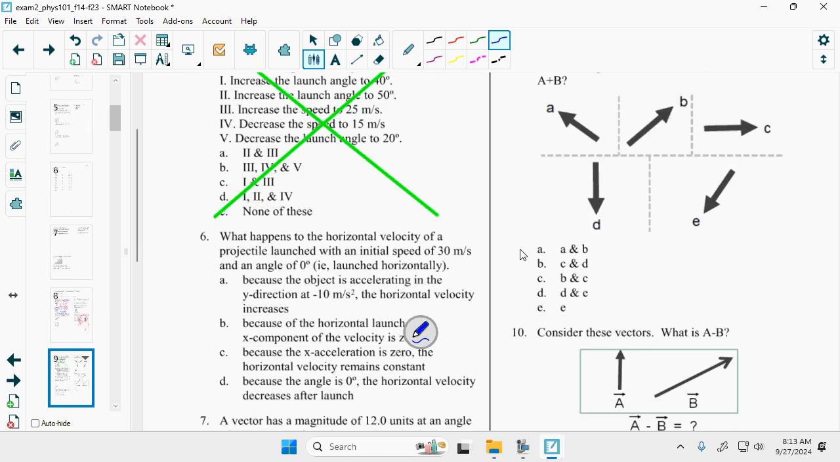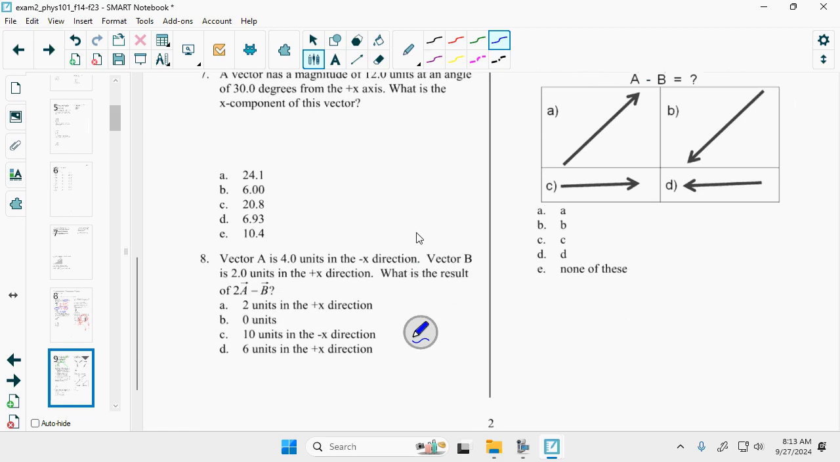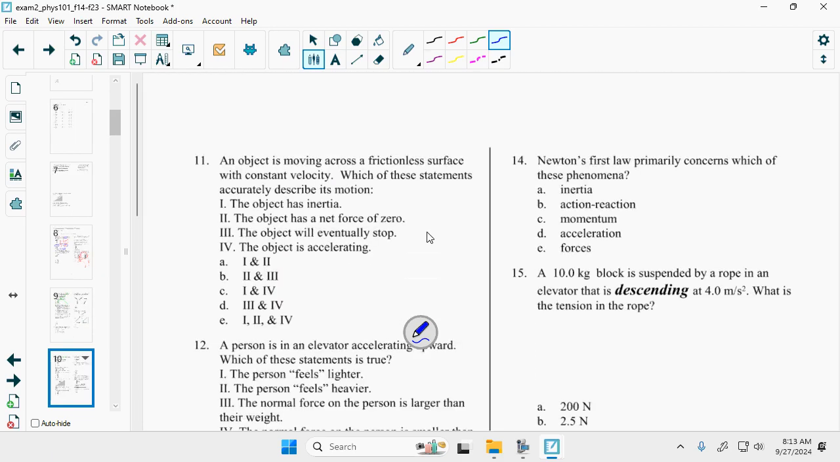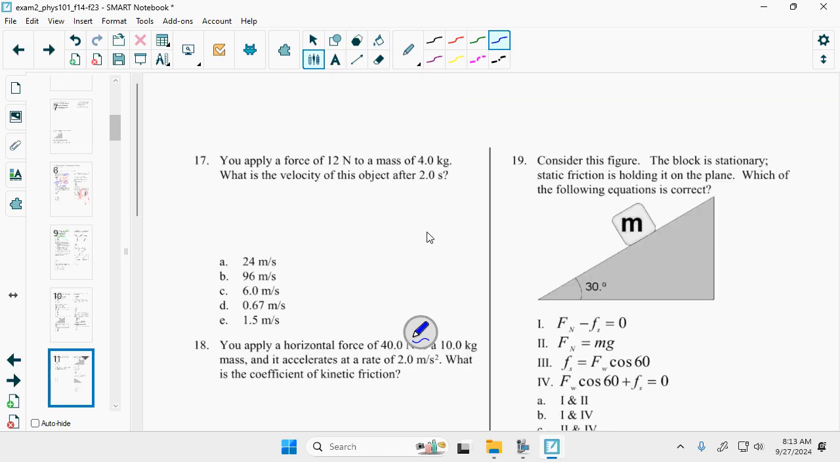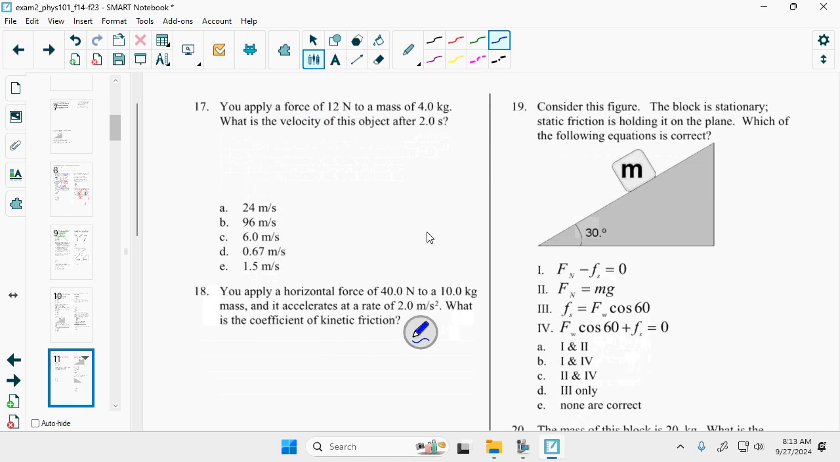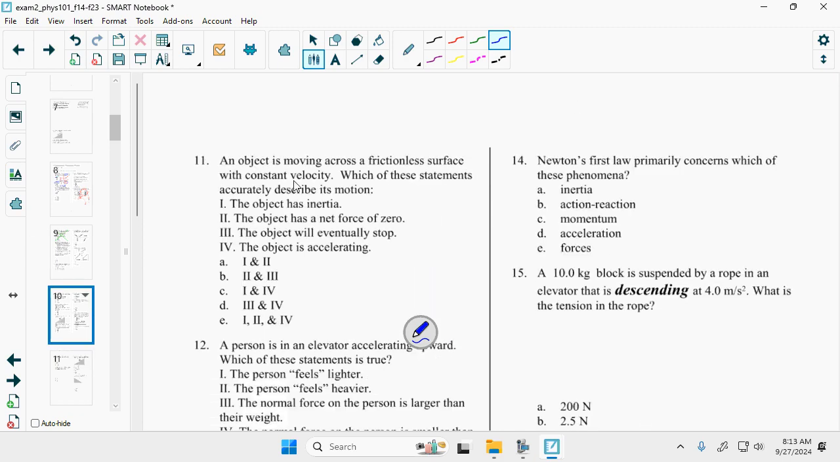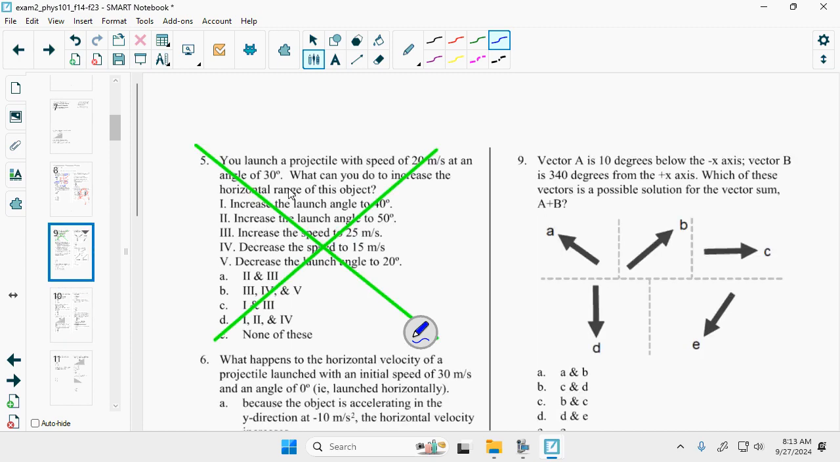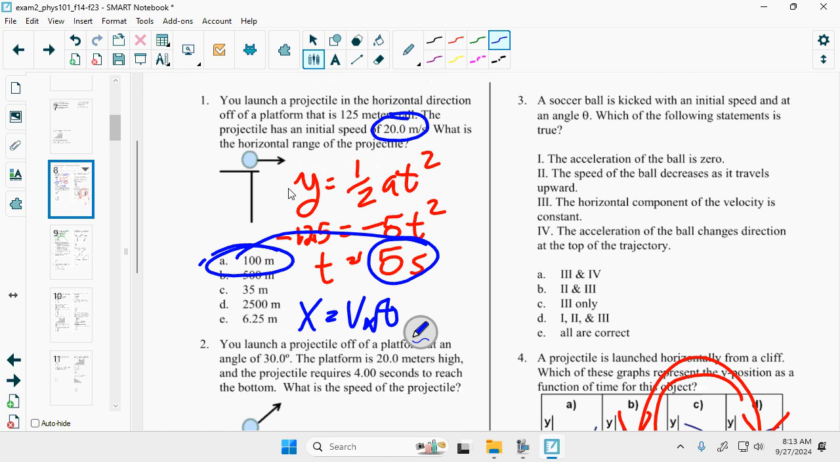Other particular questions that you want to try? So you know how to find x components, y components. Particular questions? On this exam? Yeah, like those wordy ones. Okay, well, number 11 is chapter 3. But we can do number 3, for example. You'll definitely see a couple of those.